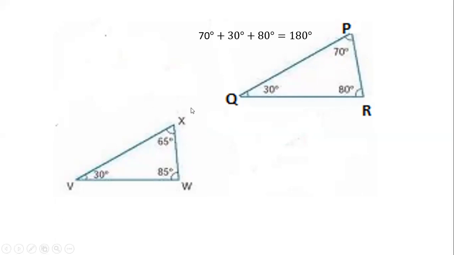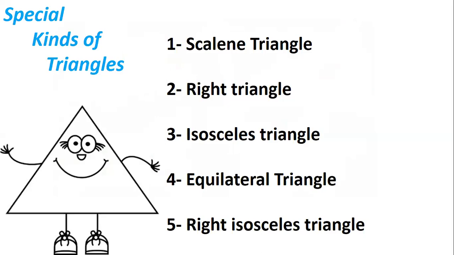In the second triangle, it is XVW. If I add the measure of the 3 angles, it should always be 180 degrees. So please don't forget this. Then we talked about the special kinds of triangles. The special kinds of triangles that I talked about were, please read, Lamar Sharafuddin, read please. Yes, Miss. Special kinds of triangles. Okay. Scalene triangle, right triangle, isosceles triangle, equilateral triangle, right isosceles triangle.